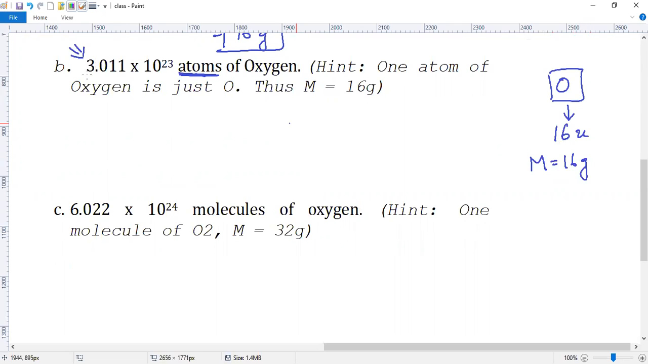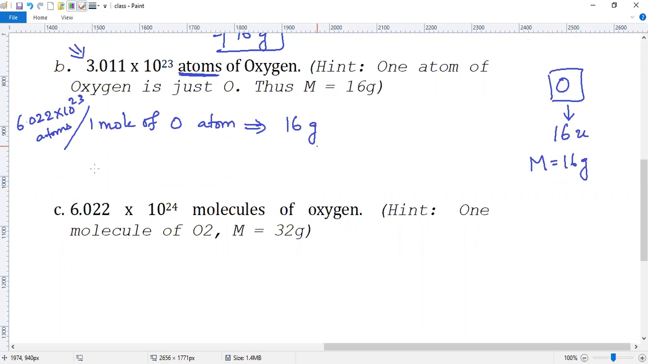That's it. Okay, so now you have 1 mole of oxygen atom. What will be its weight? 16 gram. 1 mole of oxygen atom, otherwise you can say 6.022 into 10 power 23 atoms of oxygen. The weight is 16 gram. Now, what is the weight of 3.011 into 10 power 23 atoms?